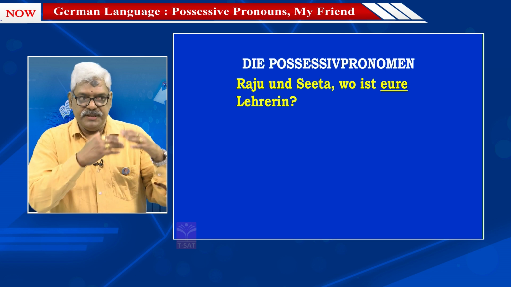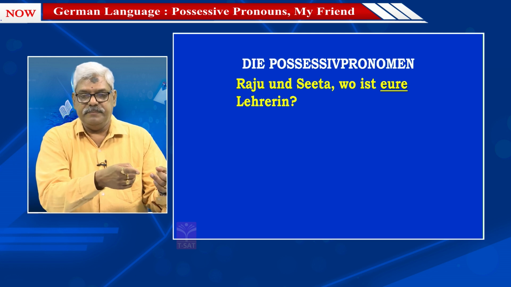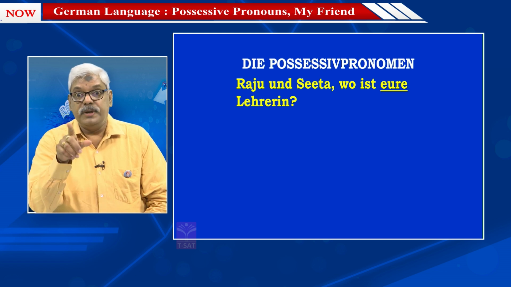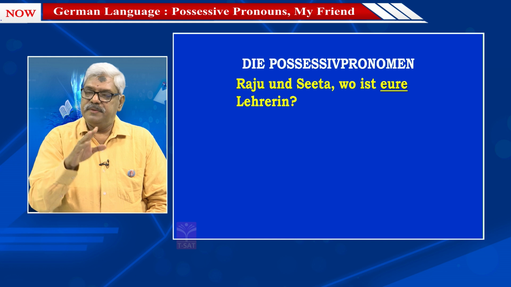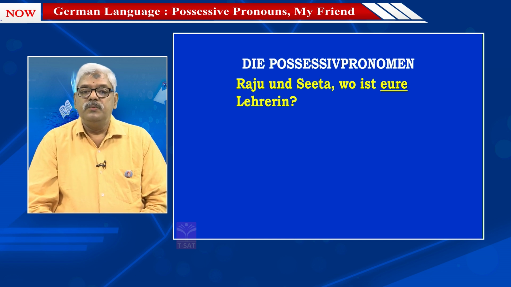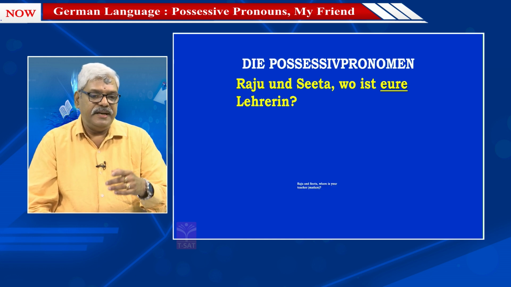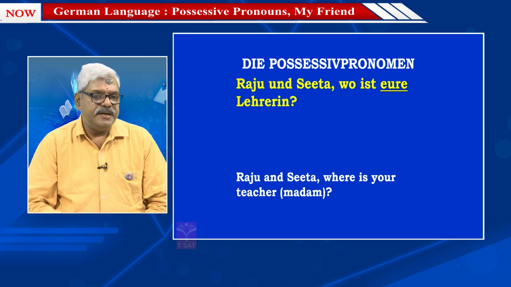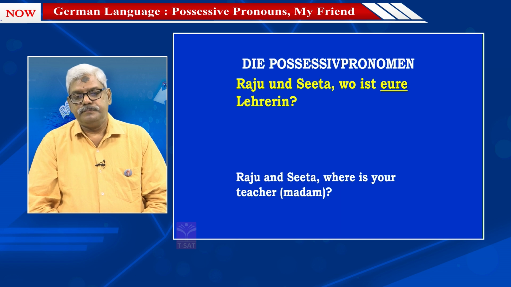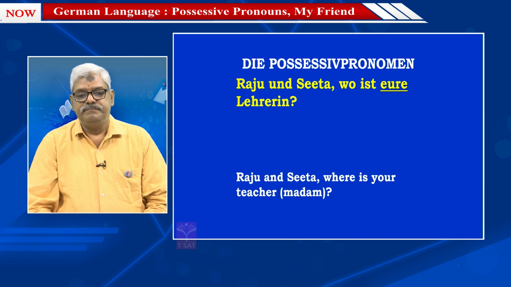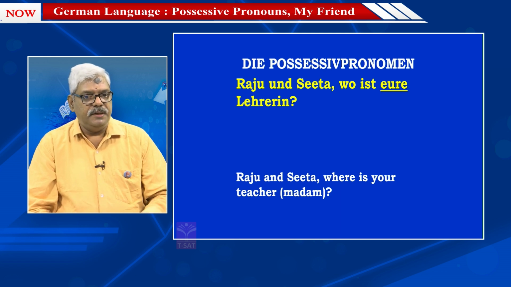Raju and Sita, now I am asking two people, I am calling them by name, so it is informal and plural because it is more than one. More than one is always plural. So that's how the question goes. Raju und Sita, wo ist eure Lehrerin? The word Lehrerin is teacher, a lady teacher. So for you to understand, I have even written the word madam. Wo ist eure Lehrerin would mean where is your teacher or where is your madam. I am asking Raju and Sita, informal, plural.